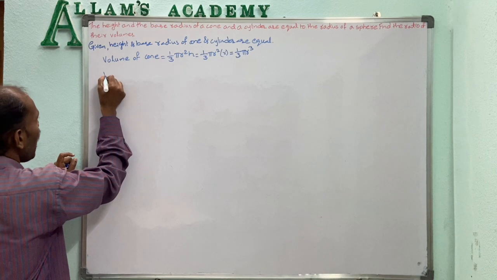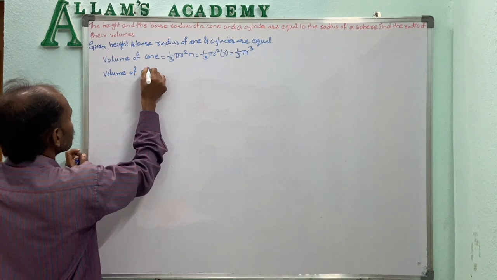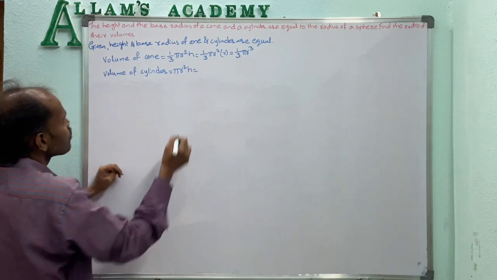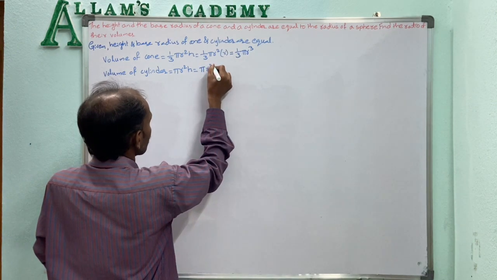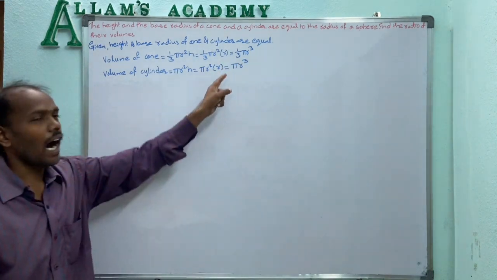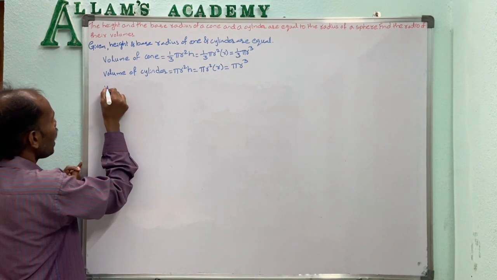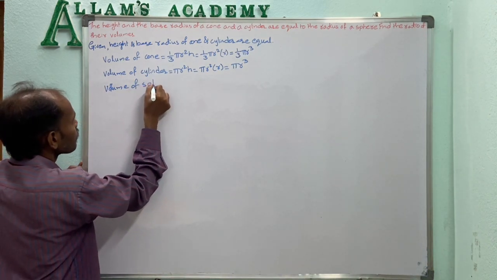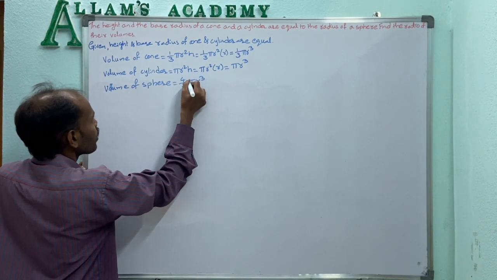Next, volume of cylinder is pi r square h. So here the height is equal to the base radius given, so in the place of h we are writing r. So pi r square into r is r cube. Next, volume of sphere is equal to 4 by 3 pi r cube.